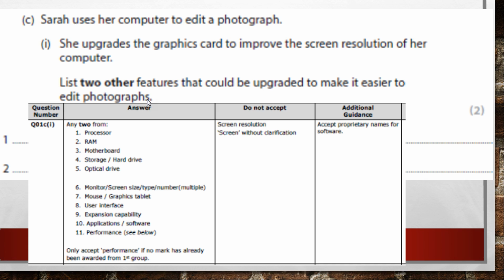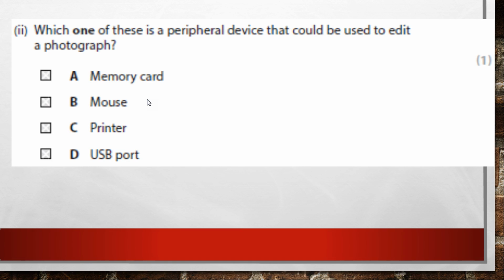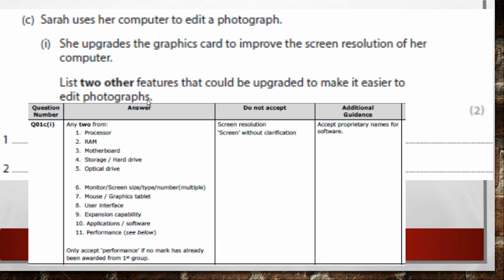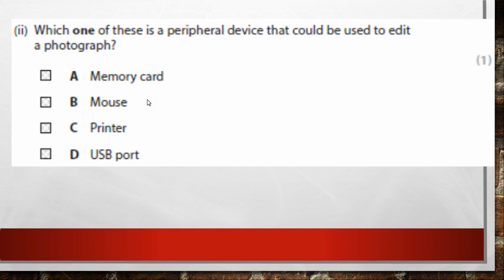Next one, which one of these peripheral devices can be used to edit a photograph? Memory card, mouse, printer, and USB port. Okay, which one of these peripheral devices? Sorry about that. Answer is obviously B, because that's the only.